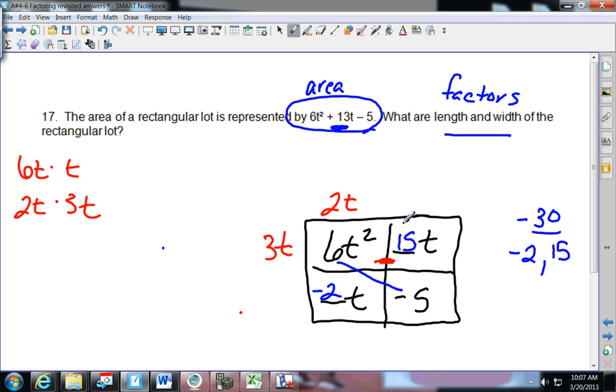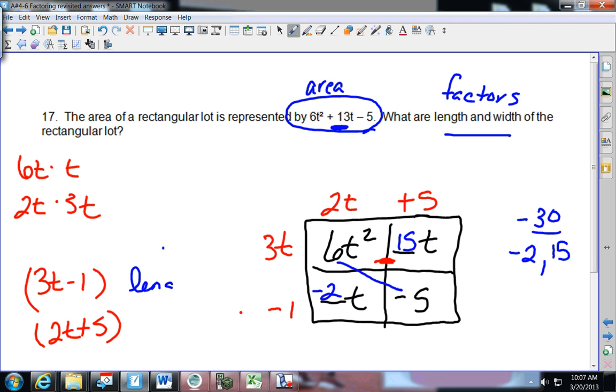3 times what is 15? 5. 2 times what gives you negative 2? Negative 1. So my length and my width, 3t minus 1 and 2t plus 5. Some people ask me, how do you know which one is the length and the width? It doesn't matter. You can say either one. I just know that one of these is the length and one is the width. It doesn't matter which one you call what.